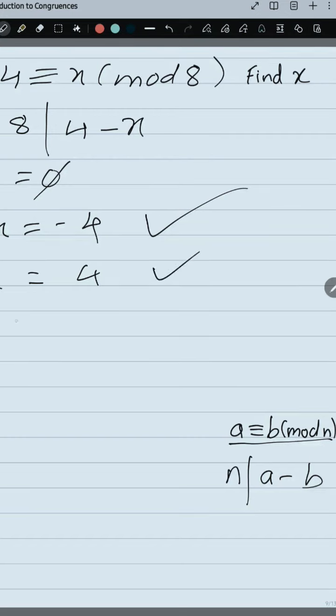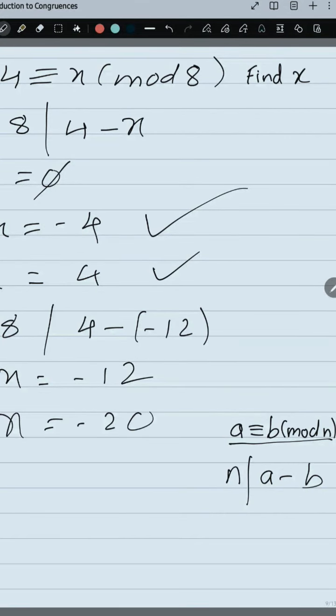If you put x equal to minus 12, then 4 minus of minus 12, what will I get? 16. It works. So x equal to minus 12 is an answer. Same way, x equal to minus 20 is also an answer.